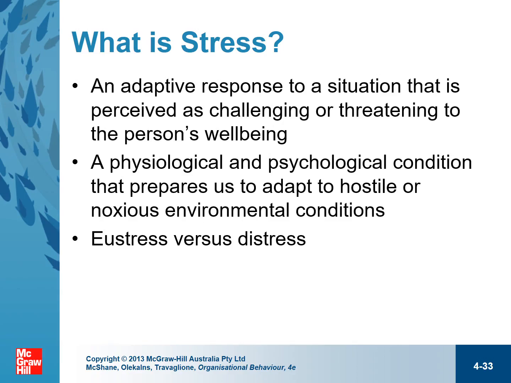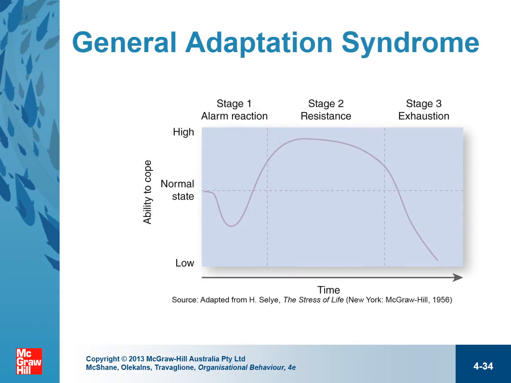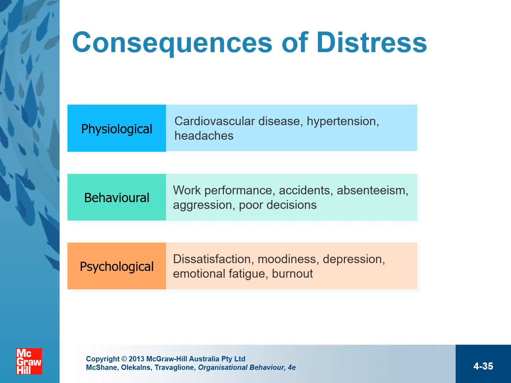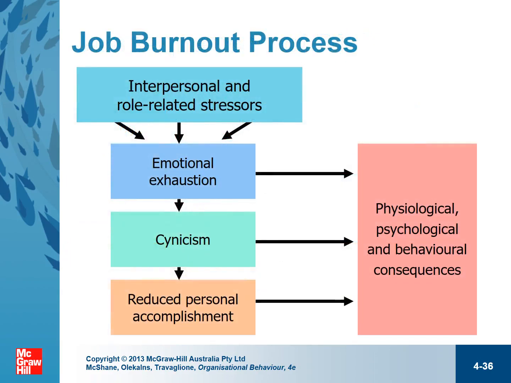Stress may be either eustress, or good stress, or distress, which is bad stress. Allow me to illustrate the general adaptation syndrome. The 3 phases of adaptation towards stress are based on time and ability to cope with stress. What happens if we are under negative stress? Consequences of distress are manifested through physiological, psychological and behavioral changes. Similarly, the job burnout process also results in these 3 consequences.